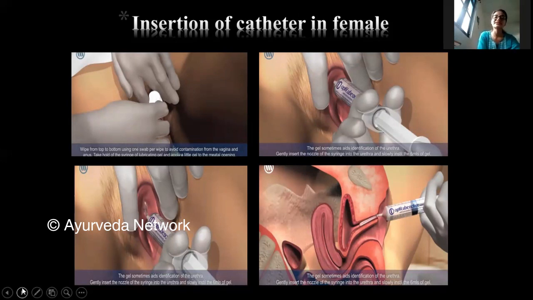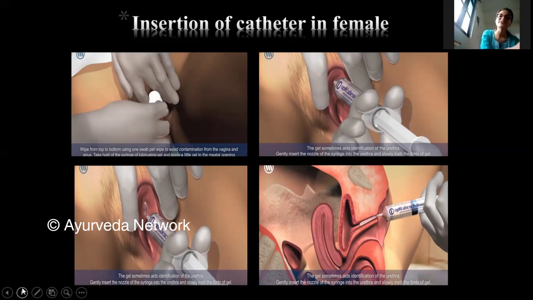After you are done with the cleaning, you are going to use this lubricant jelly and properly lubricate. You should first clearly understand where the urethra is. You must know the clear anatomy of the perineum, that it is situated in front of the vagina and behind the glans clitoris. So you must locate it properly, and after that you should lubricate the urethral meatus.